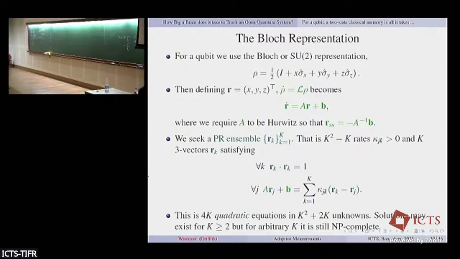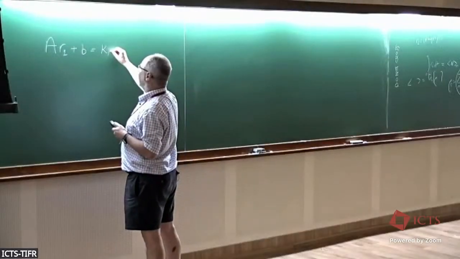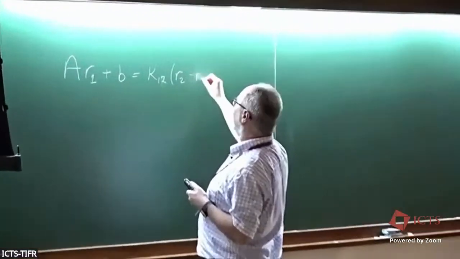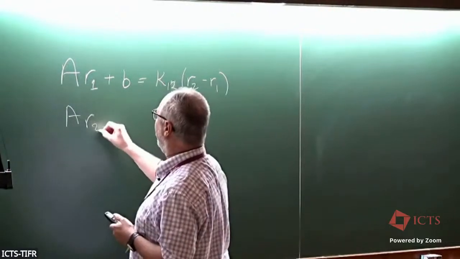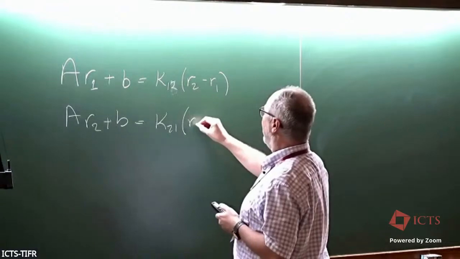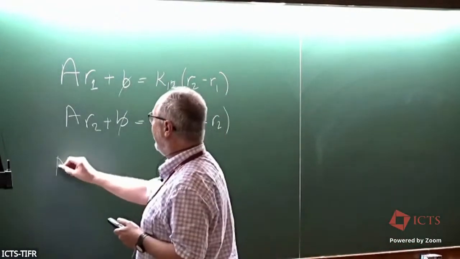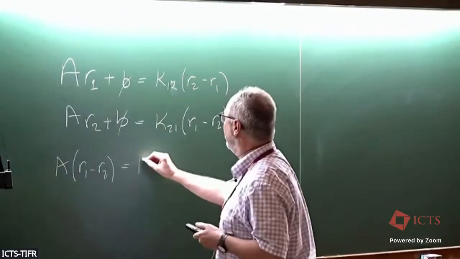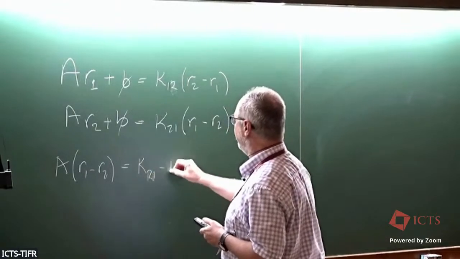So K12 times R2 minus R1, since K11 is 0 and I don't need to worry about it. That's the only non-zero term from that equation. And then for R2, I have A R2 plus B equals kappa 2,1 times R1 minus R2. If you subtract these two equations, the B's cancel out, and I get A times R1 minus R2 equals kappa 1,2. Well, let's put it the other way around. I'll swap the order around.